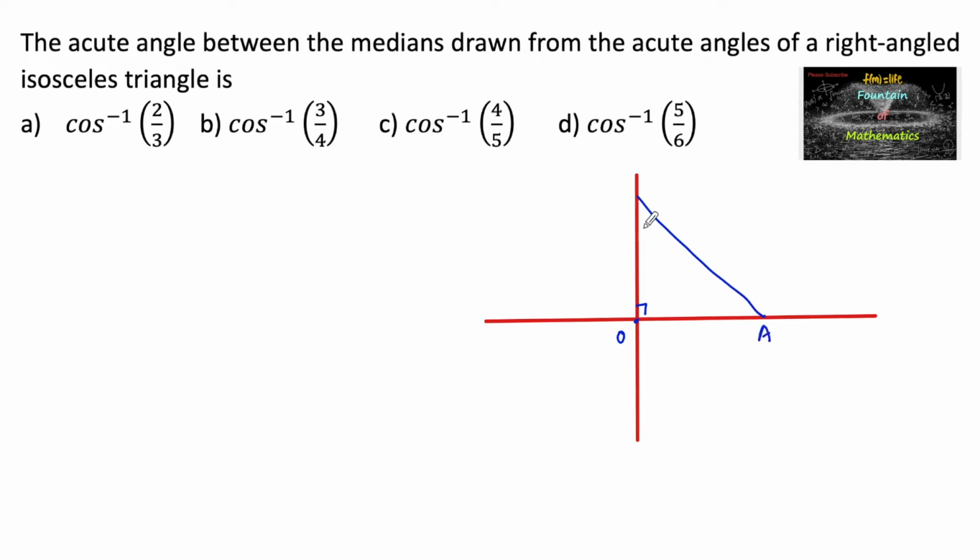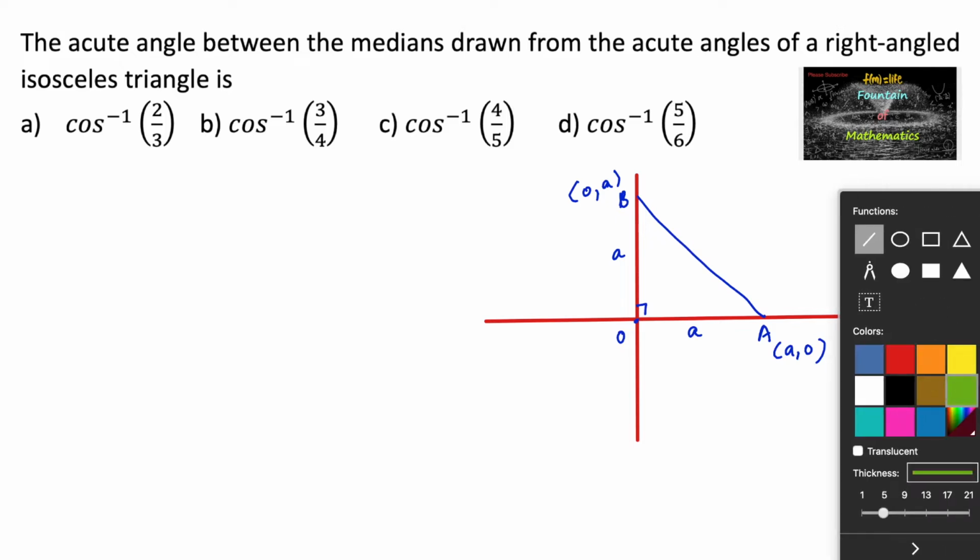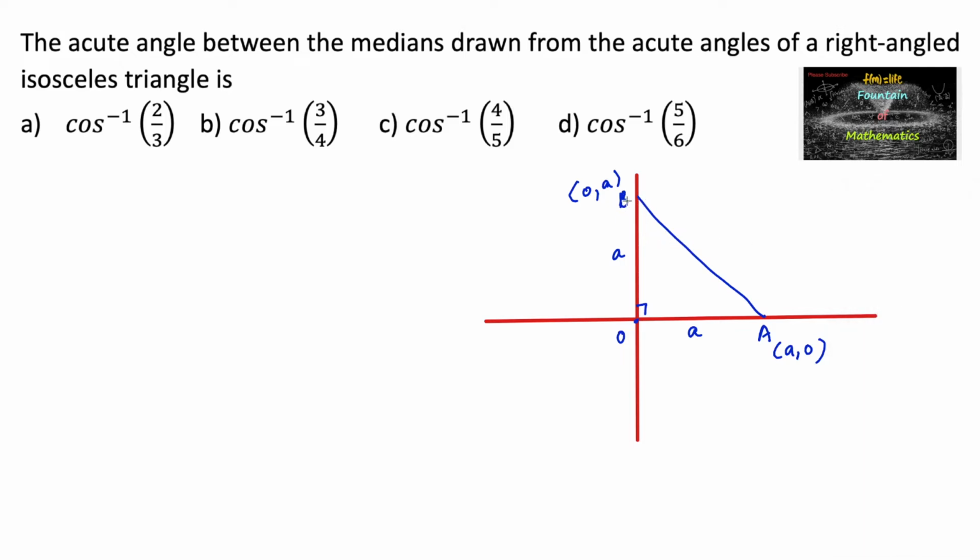Say OAB is a right-angled triangle and it's an isosceles triangle. So let us consider the length is a units, say a comma 0, the point A, and since it is isosceles, we can consider the point B also as 0 comma a, since it's a units. The acute angle between the medians. So let us take the medians from the acute angles of the right-angled triangle, say B and A.